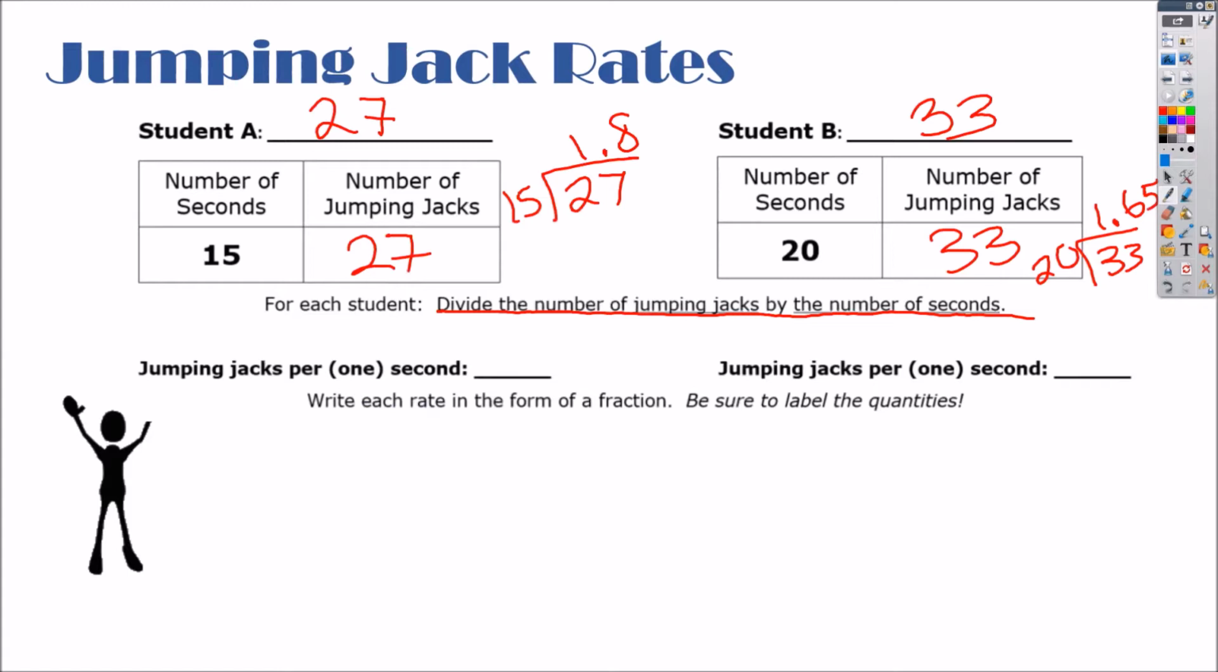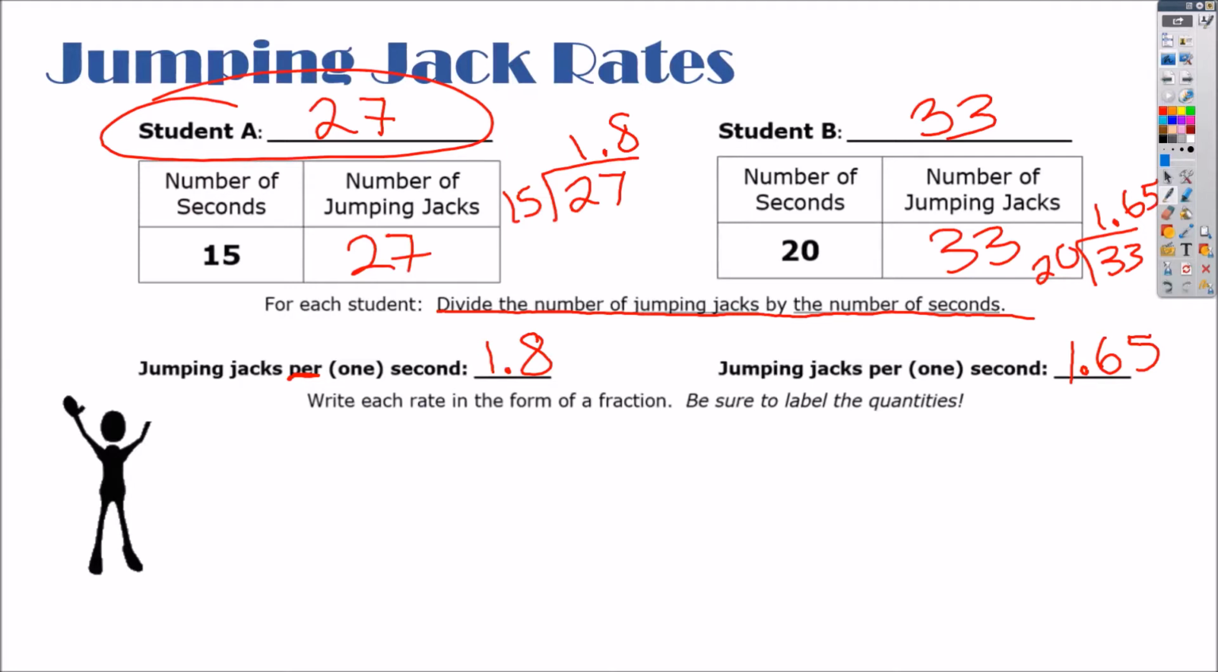So here it says jumping jacks per second. Remember that the word per means for each or for one. So the jumping jacks per second for student A was 1.8. And the jumping jacks per 1 second for student B was 1.65. So who really won? Exactly. Student A actually won because she was able to do jumping jacks faster. She did 0.8 faster and he did 0.6 slower.